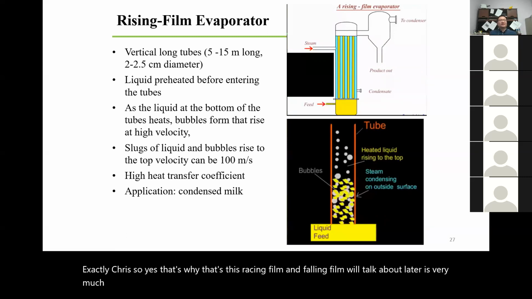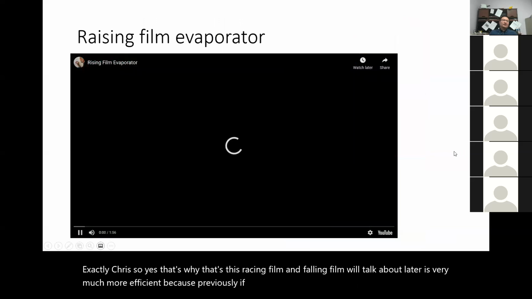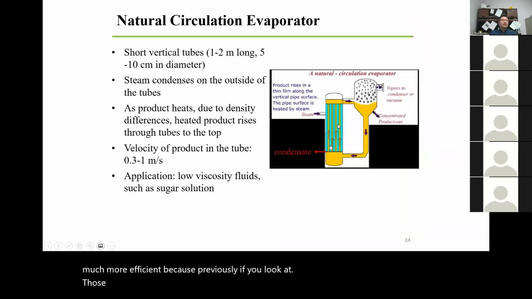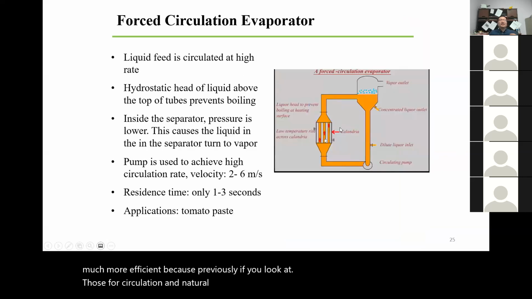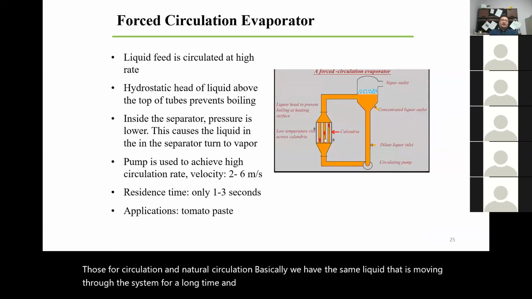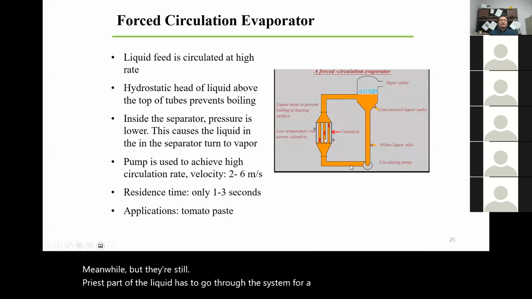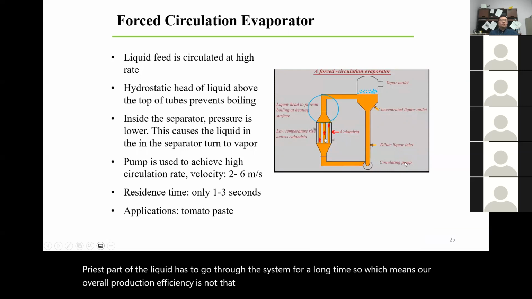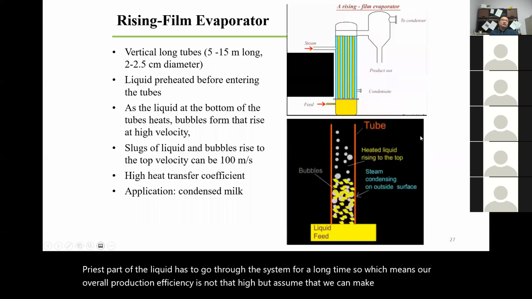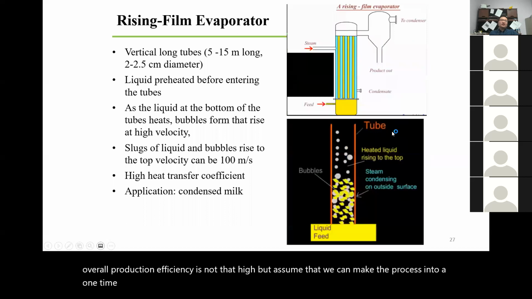So yes, that's why this rising film, and the falling film we'll talk about later, is much more efficient. Previously, with the forced circulation and the natural circulation, basically we have the same liquid moving through the system for a long time. Although we are separating them in the meanwhile, every part of the liquid has to go through the system for a long time. So our overall production efficiency is not that high. But if we can make the process a one-time pass process, the efficiency will be much greater, right? So that's their main difference.